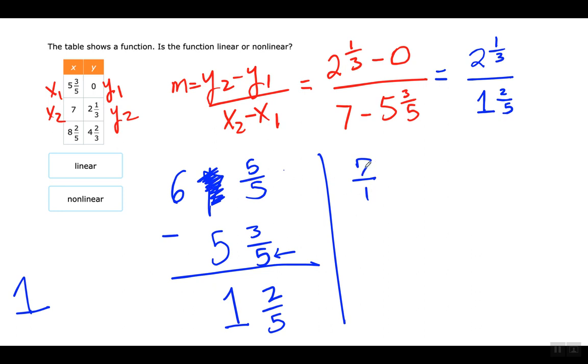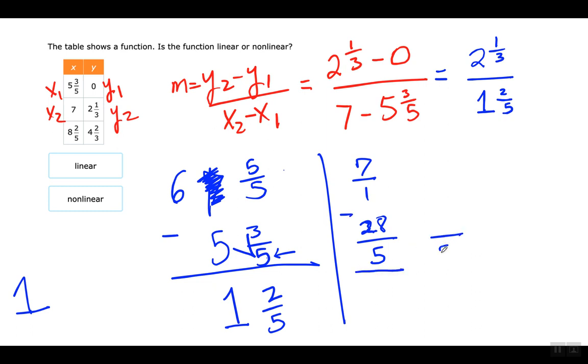So this was originally 7. I just put a 1 on the bottom. 5 and 3/5. You multiply 5 times 5, which is 25. Then add this number, the 3. So 25 plus 3 is 28. 28 over 5. Okay? And we're subtracting.